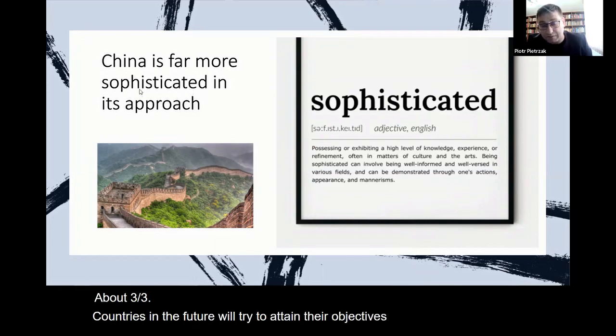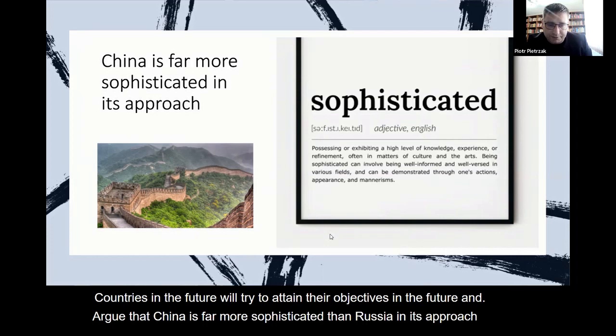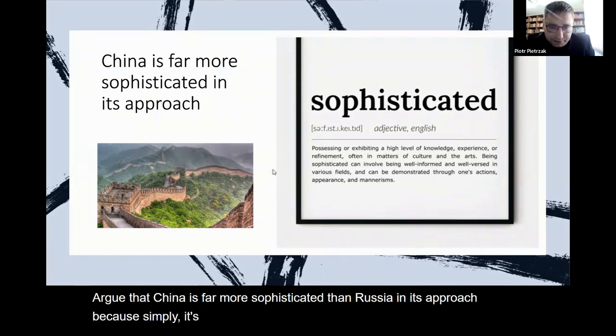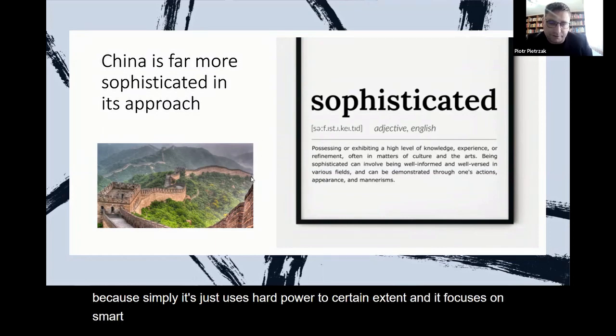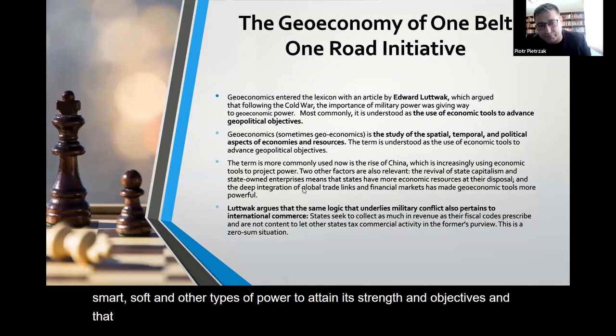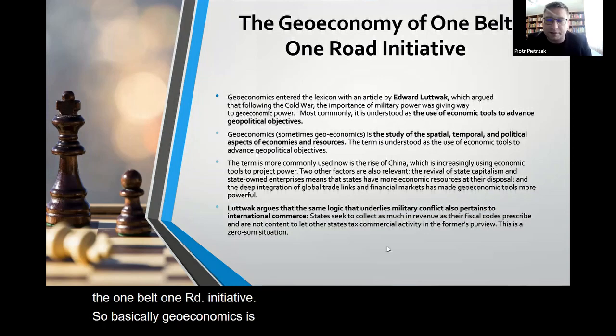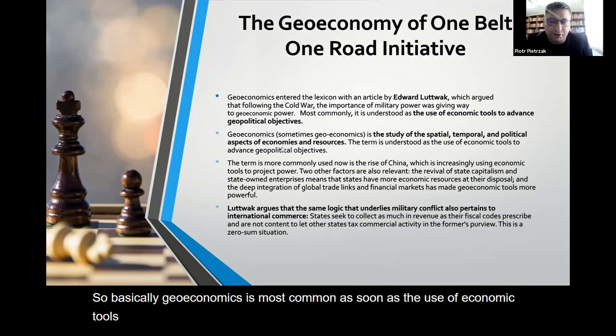And I argue that China is far more sophisticated than Russia in its approach, because it simply does not use only hard power to a certain extent, and it focuses on smart, soft, and other types of power to attain its strength and objectives. And that brings us to the third topic of today's conversation about the geoeconomy of the One Belt, One Road initiative. So basically, geoeconomics is most commonly assumed as the use of economic tools to advance geopolitical objectives.